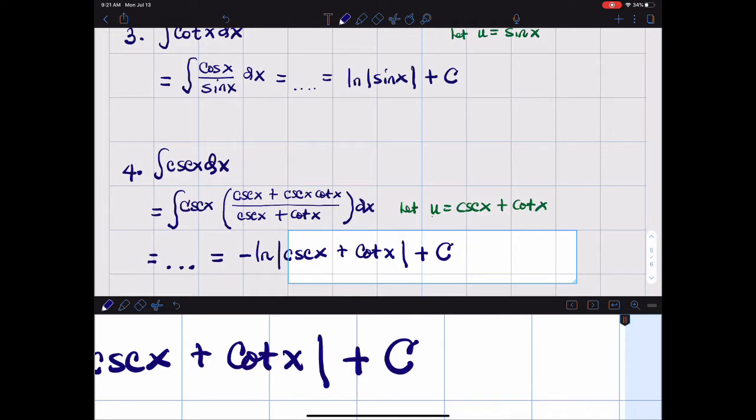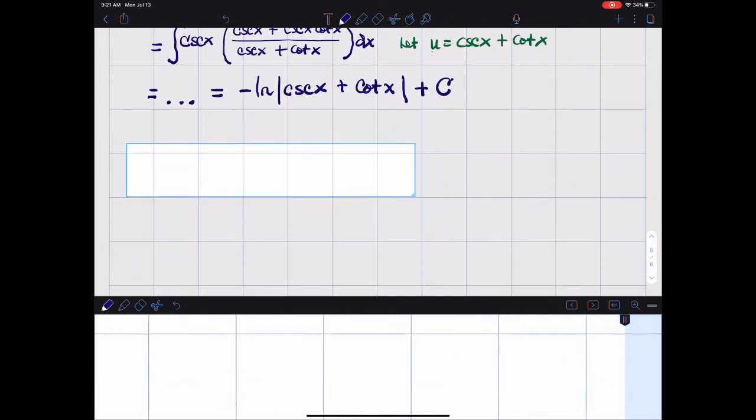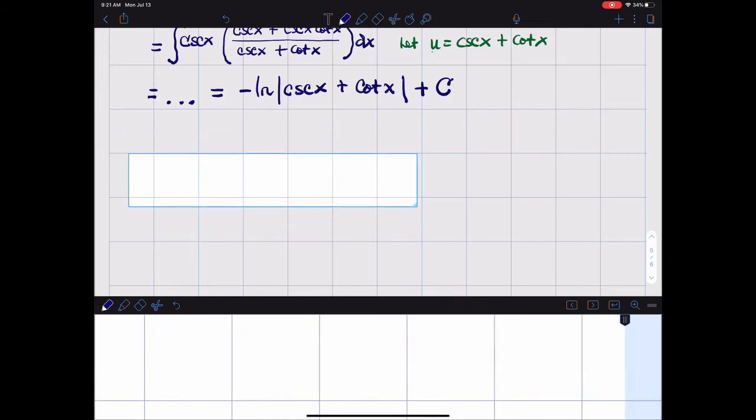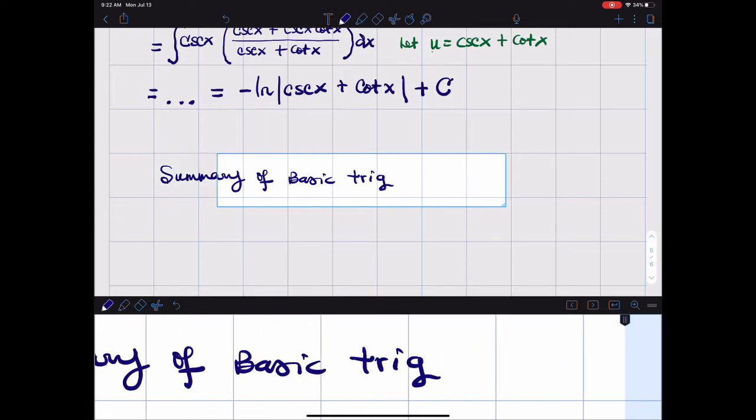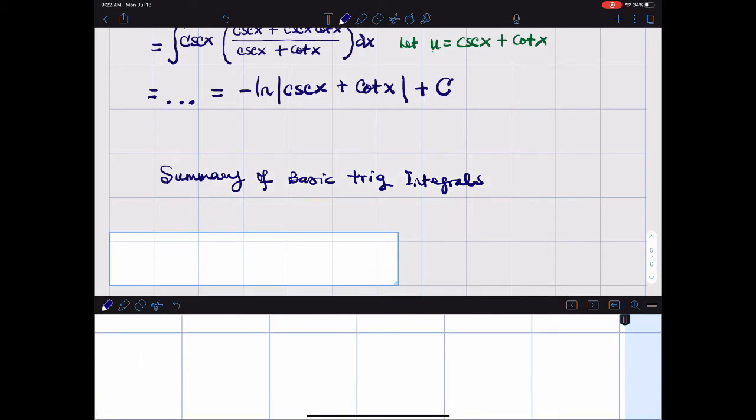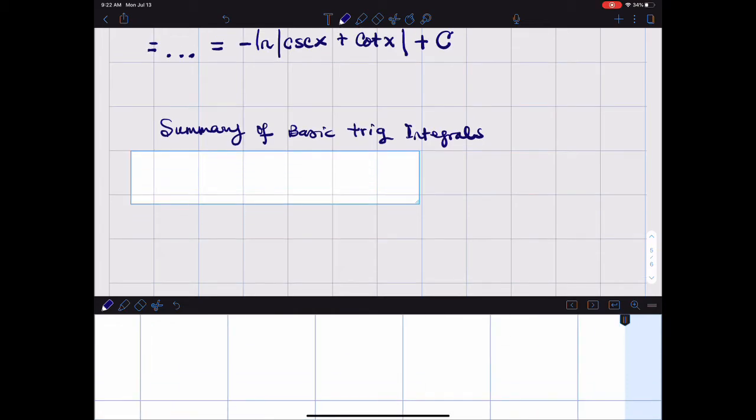Okay, so those are the 4 integrals. So let's summarize. We need these four new integrals. Let's say summary of basic trig integrals. We're not basic at all, but some of our integrals are basic.